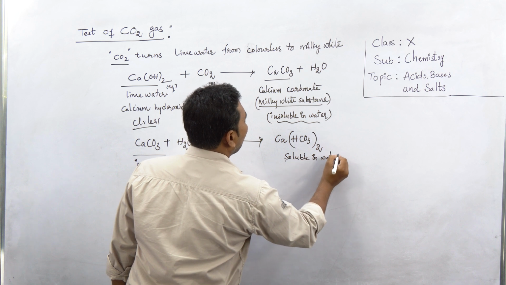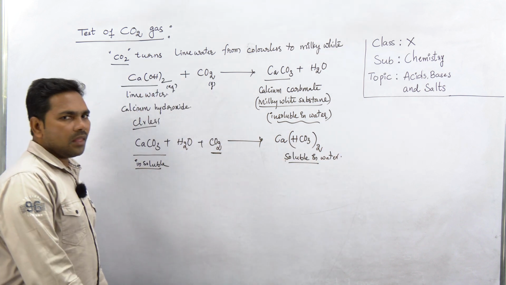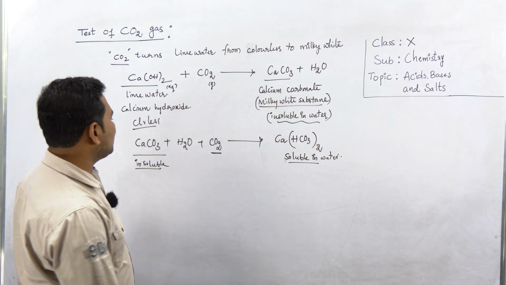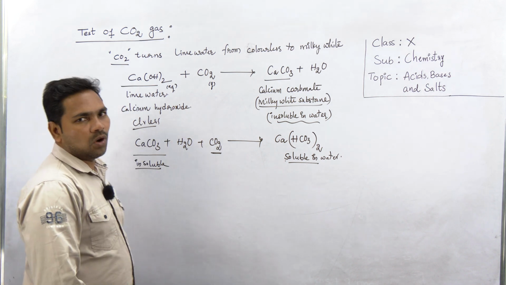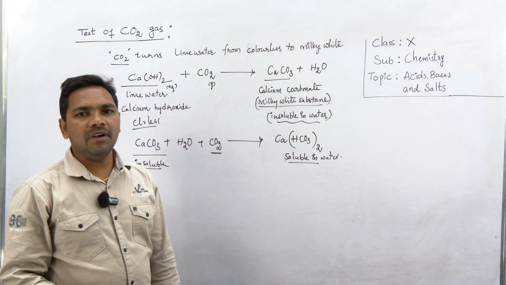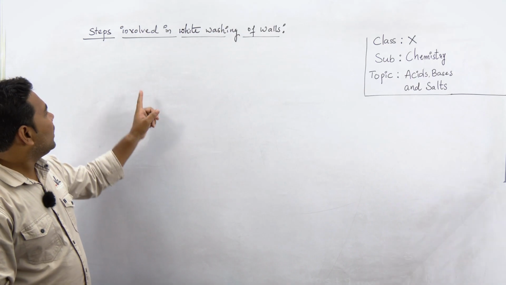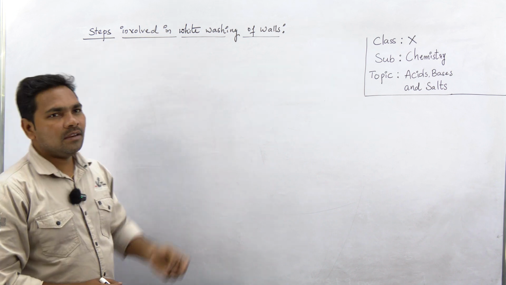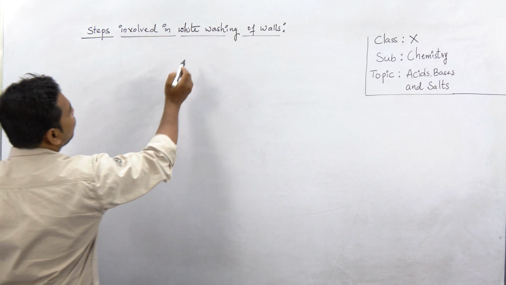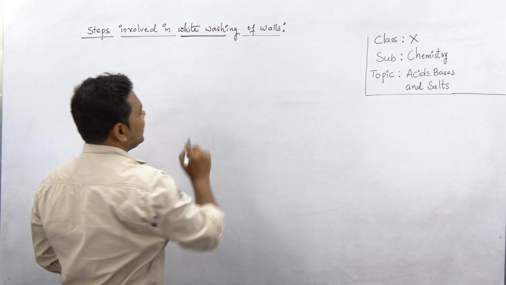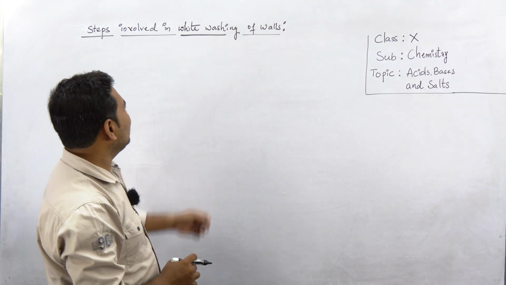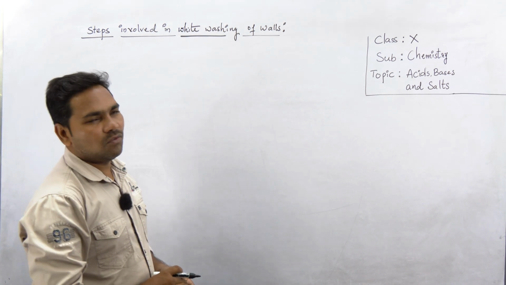Soluble in water, right? This is a more frequently asked question, and these are the same steps involved in whitewashing walls. Let us see the various steps involved in whitewashing walls. Generally, whenever there is an occasion, walls are coated with a white solution, and that is called whitewashing of walls.